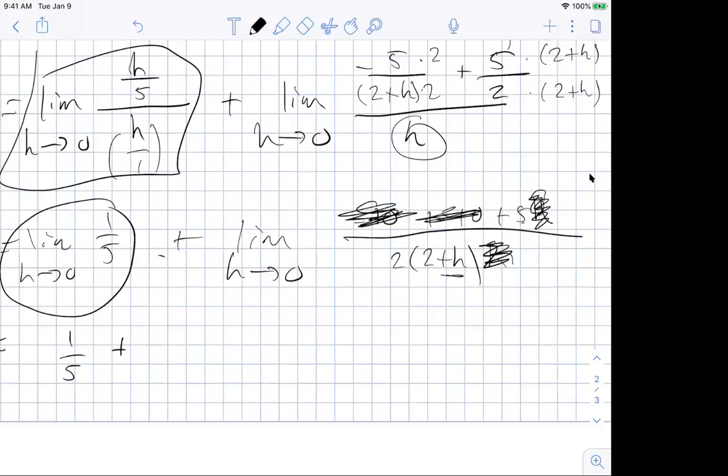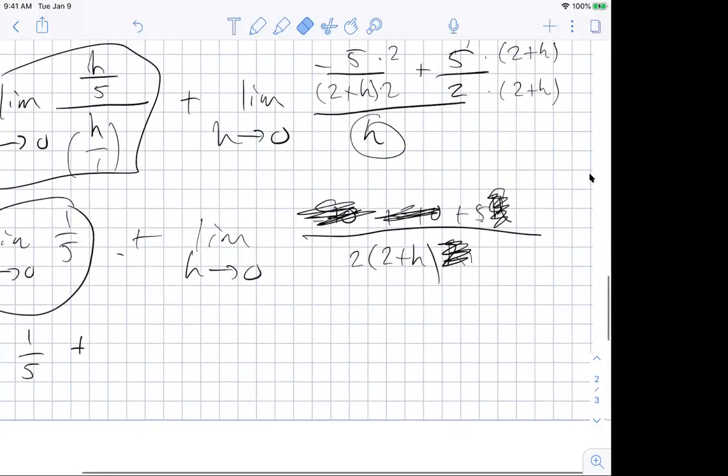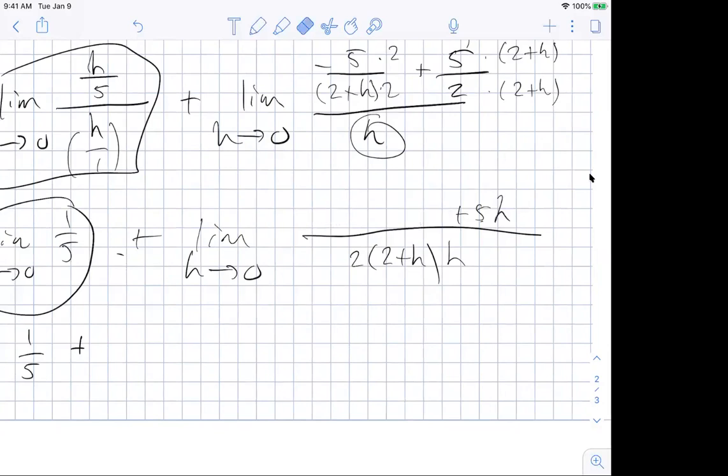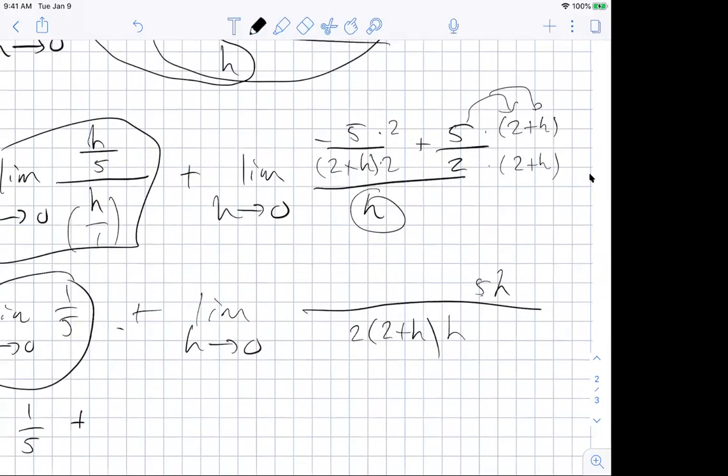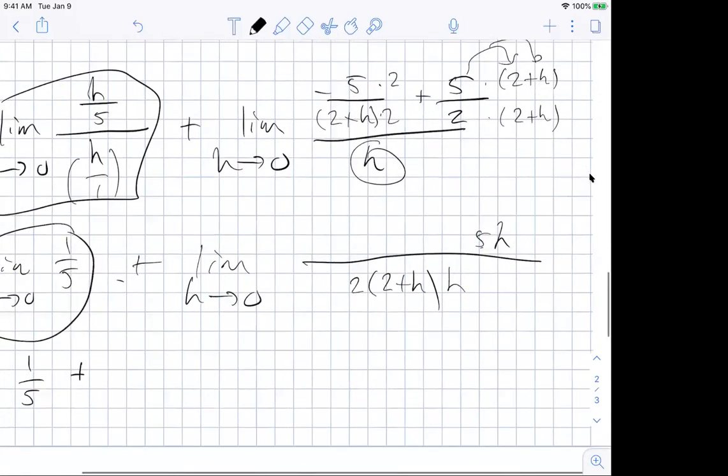Yeah, how'd you get, so when you canceled out those h's, there was 5h, and was it because you would have been 2h? Yeah, exactly, because there was an h here. Let me get rid of these. So once I canceled the minus 10 with the plus 10, the top just looks like 5h over 2 times 2 plus h times h, right? That h on the outside comes just from distributing up here. So this is minus 10 plus 10 plus 5h. And then those h's cancel.